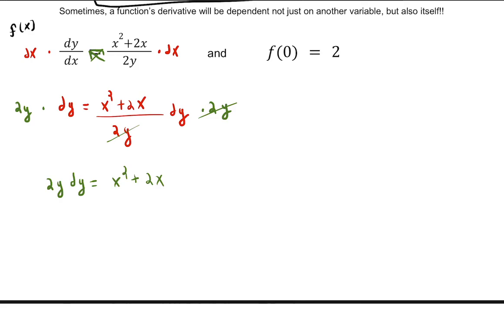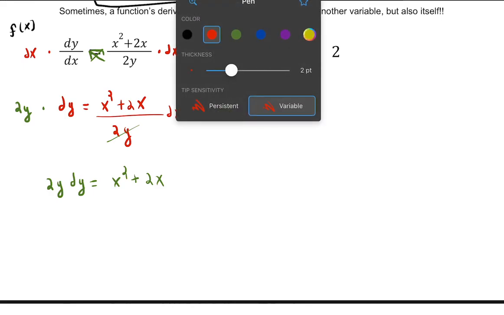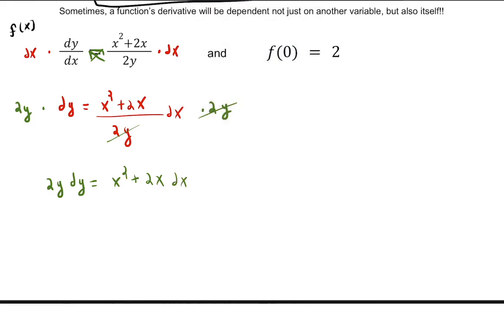But the important part is, oops, I forgot, let's see, that should not have said dy there. That should have said dx, because that was what I multiplied by. What I can do here is, now that I have both of these all the way separated out, just like in the previous problem, I can take the antiderivative.